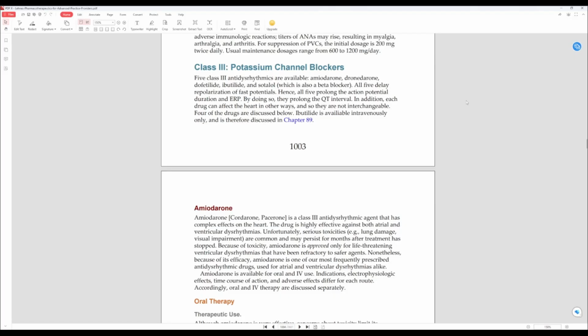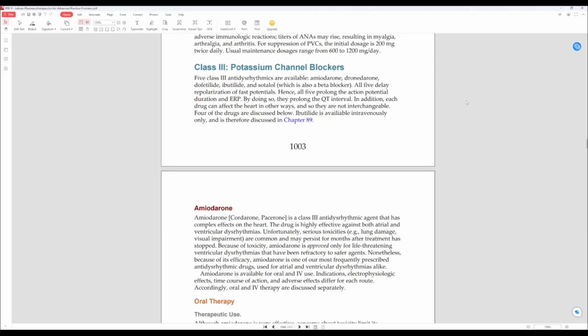All 5 delay the repolarization of fast potentials, hence all 5 prolong the action potential duration and ERP. By doing so, they prolong the QT interval. In addition, each drug can affect the heart in other ways, and so they are not interchangeable. 4 of the drugs are discussed below.